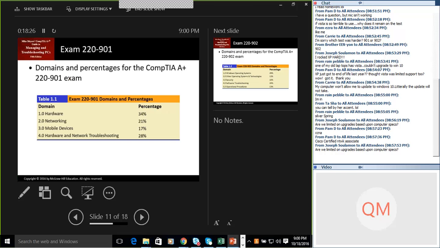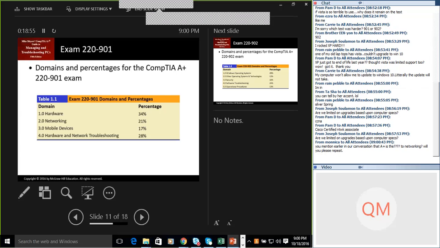Domains and percentages. This tells you, in the 220-901, 34% of the test is going to be hardware. 21% of the test is going to be networking. 17% of the test is going to be mobile devices. And 28% of the test is going to be hardware and network troubleshooting.